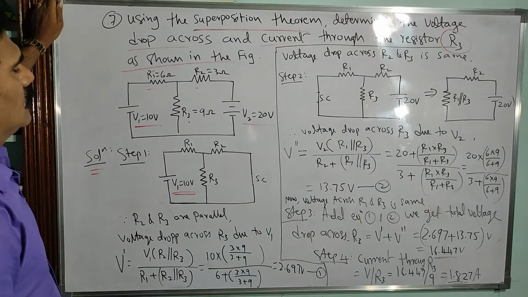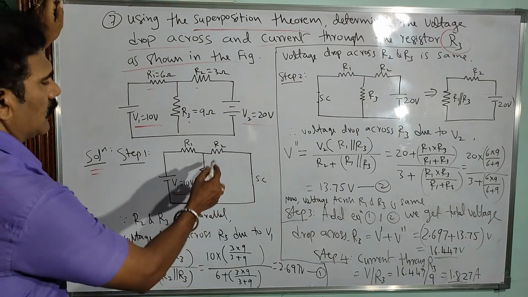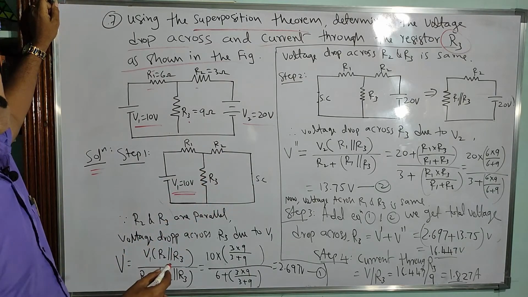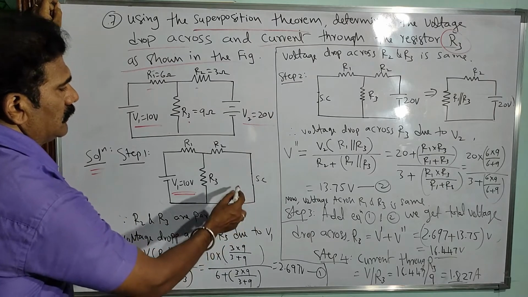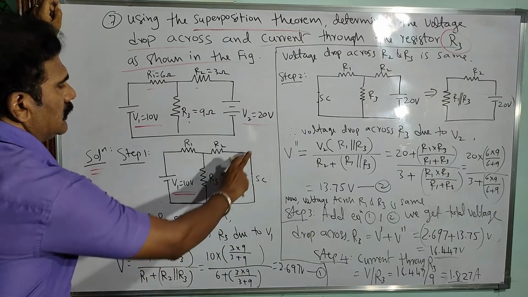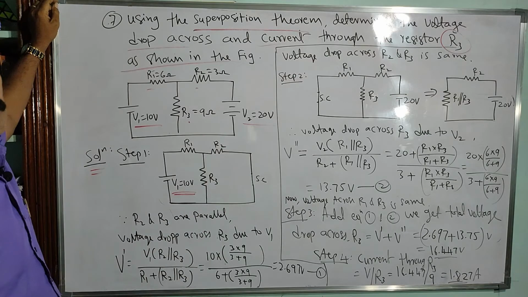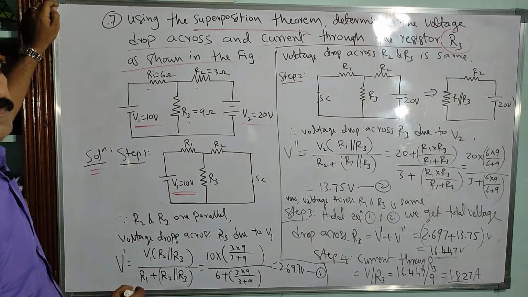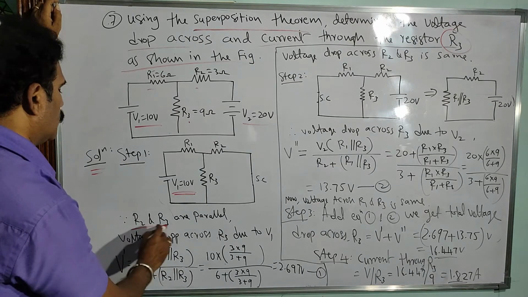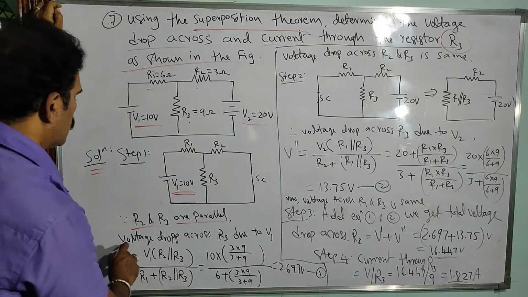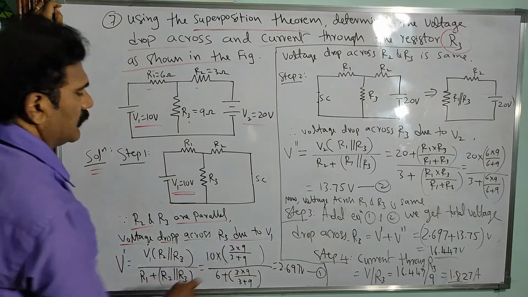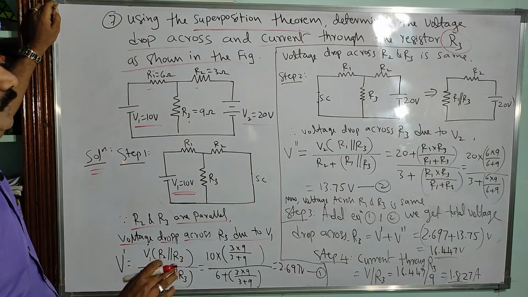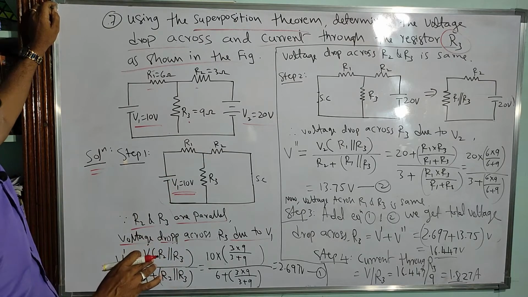Now in this circuit, first you look at the network. R2 and R3 will be parallel to each other when it is shorted. Across these two terminals you can see that R2 and R3 look parallel to each other, right? So R1 becomes series. When R2 and R3 are parallel, the voltage drop across R2 and R3 will be the same. Particularly, we want to find the voltage drop across R3.